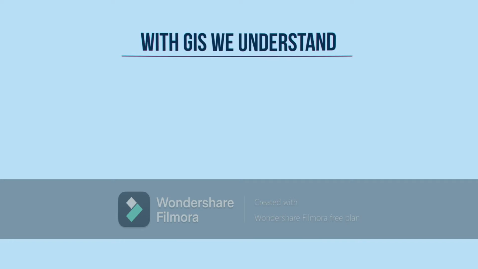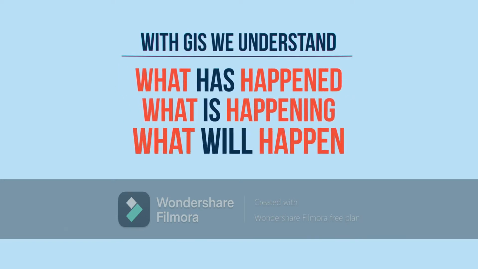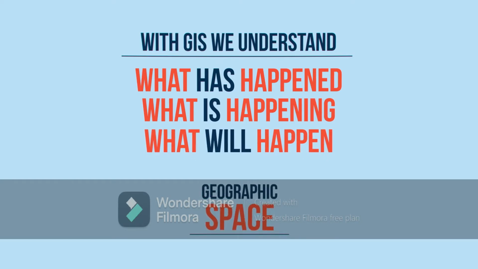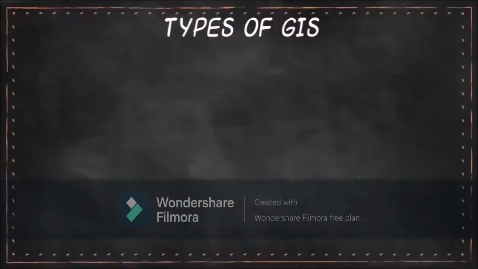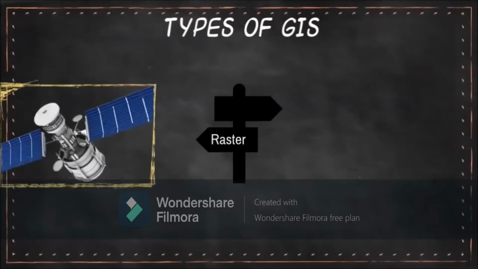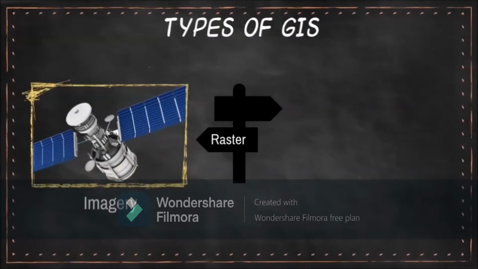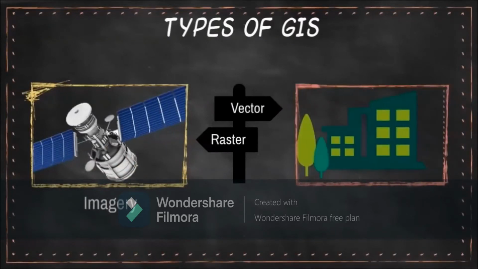With GIS, we can understand what has happened, what is happening, and what will happen in geographic space. There are two basic types of GIS information: raster, like images from satellites, which we call imagery, and vector, which we call everything else.